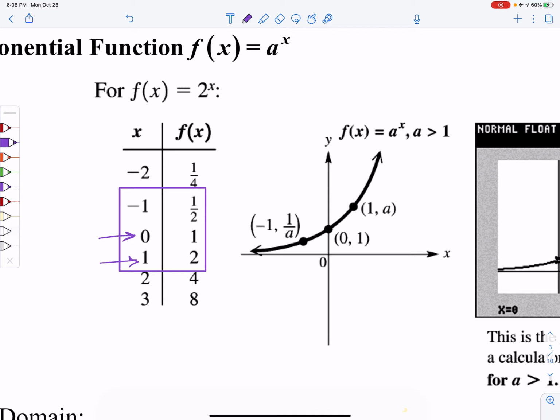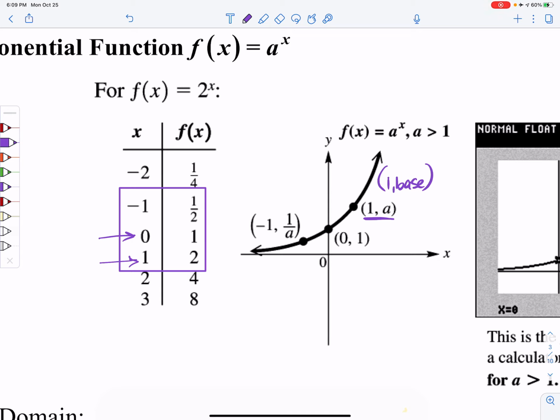I like to call this one, you'll notice it's over here on my graph. It doesn't say (1, 2), it says 1, and then it uses a for the base. So I actually like to call this one (1, whatever my base is). So if my parent is 3 to the x, I would graph the coordinate (1, 3). If my parent was 9 to the x, I would graph the coordinate (1, 9). It just depends on whatever that base is.